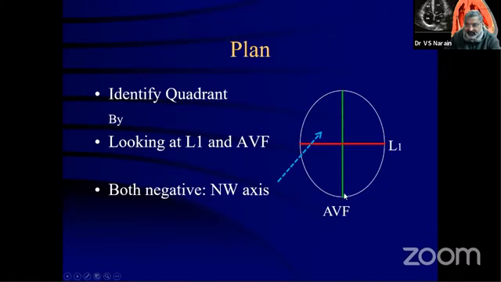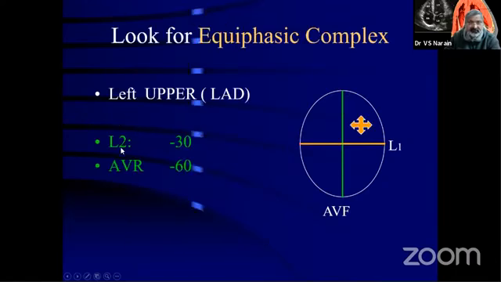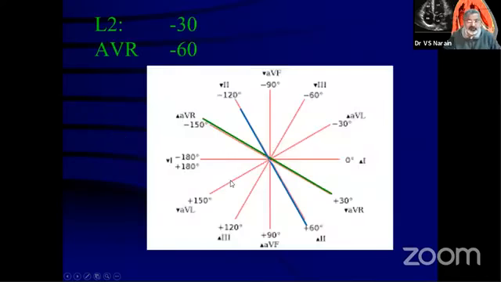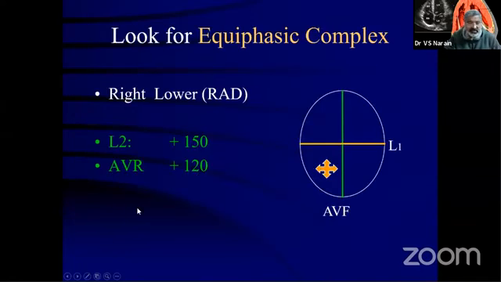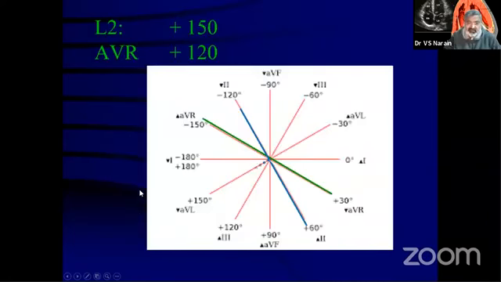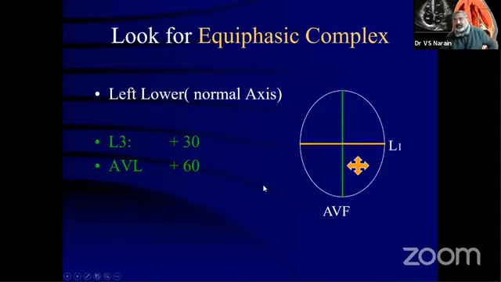So what revision I'm trying to tell you is that the first step is to look at lead 1 and aVF and identify the quadrant. If both are negative, you are in the northwest. If you have identified the upper quadrant, look for lead 2 and aVR. What is the equiphasic? Whatever lead shows the equiphasic tells you whether it is 150 or 120. So you can build up your own plan, but this is a plan that I generally follow.